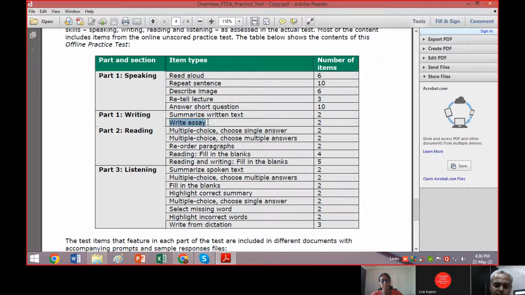Then you have to select missing word. Then highlight incorrect words. And writing from dictation, which is one thing that is a little troublesome. I'll be showing all those things to you. So this is all about the PTE. Now let's see how it works.